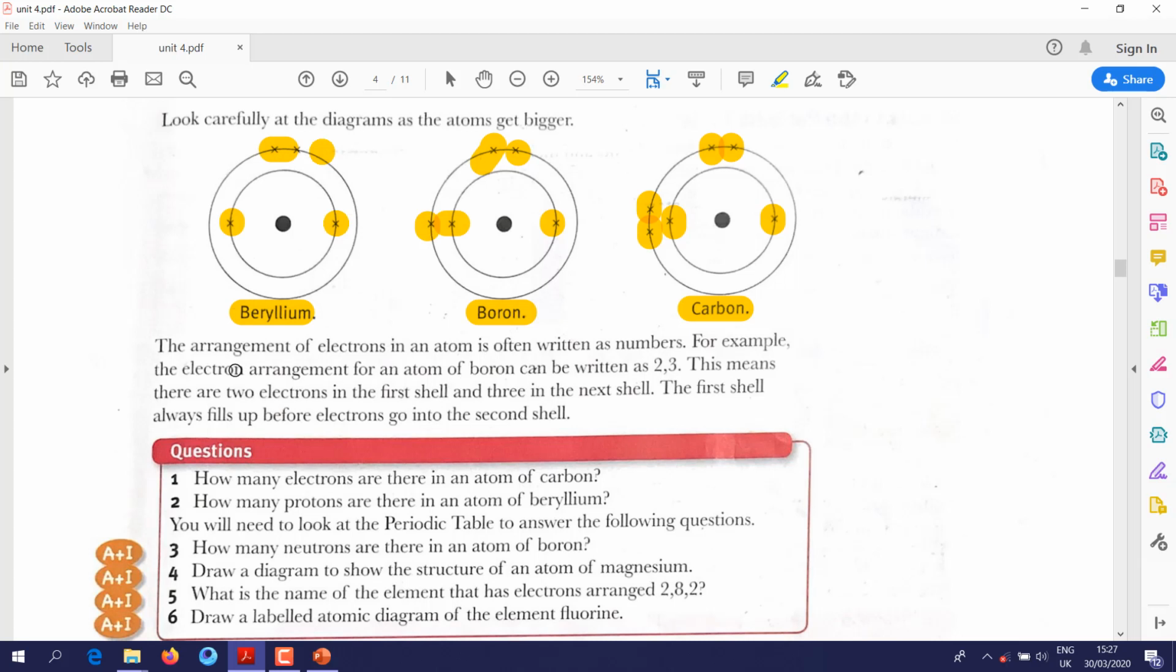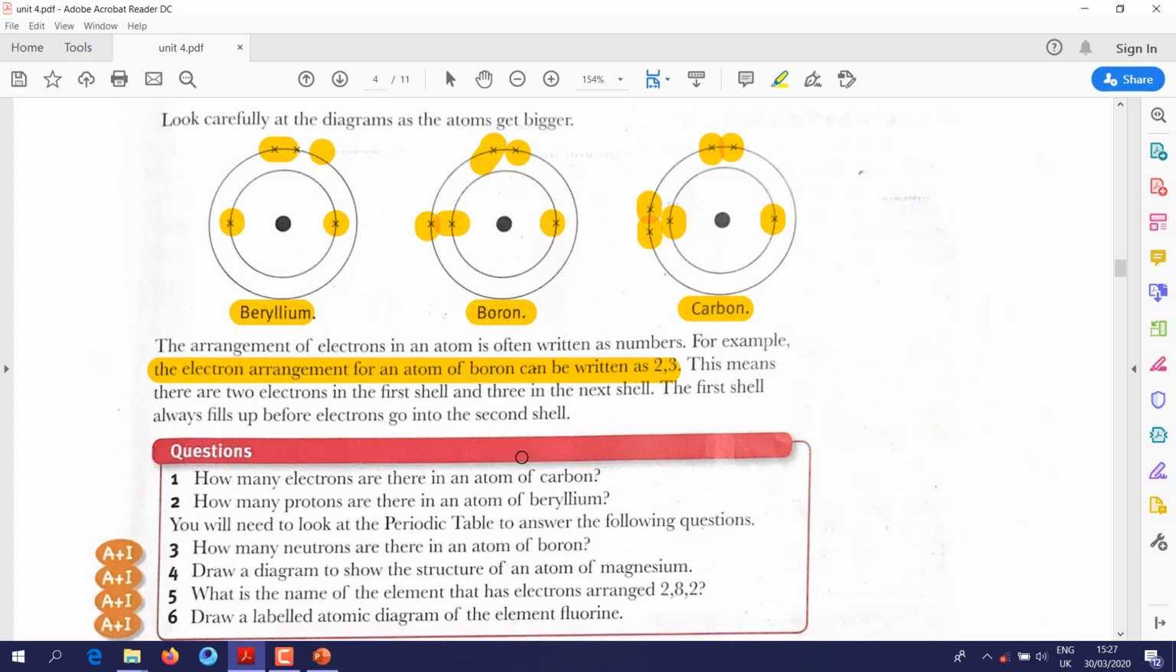Now, the electron arrangement of boron, as you can see, is 2, 3. What does that mean? The 2 represents the number of electrons in the first shell. The 3 represents the number of electrons in the second shell. By the way, this writing, 2.3, we call it the electron arrangement.